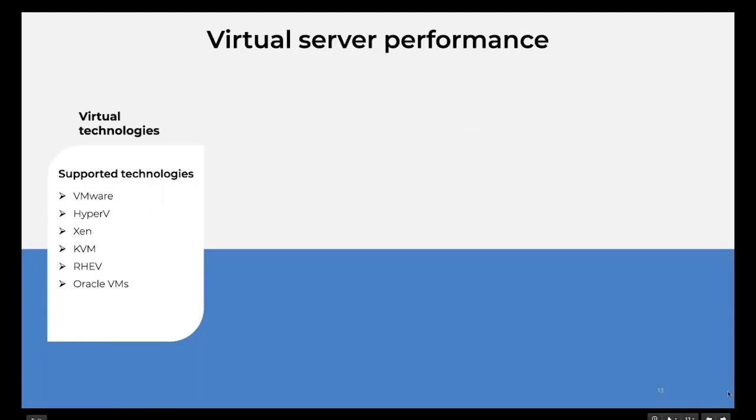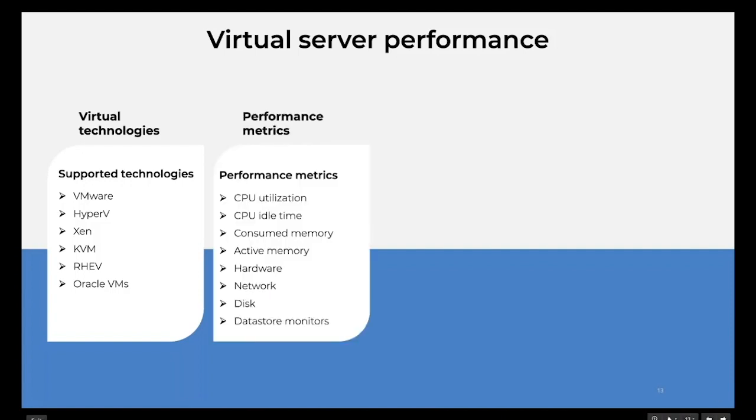Similarly, we collect metrics for virtual servers as well, and the virtual server technologies that Applications Manager supports are displayed on your screen, which includes VMware, that is the ESX and ESXi servers, the Microsoft Hyper-V servers, Xen servers, the recently introduced kernel-based virtual machines, Red Hat Enterprise Virtualization, and Oracle virtual machines. And the metrics that we collect for virtual machines include similar metrics as for servers, that is the CPU utilization, the memory utilization, the hardware and network statistics.